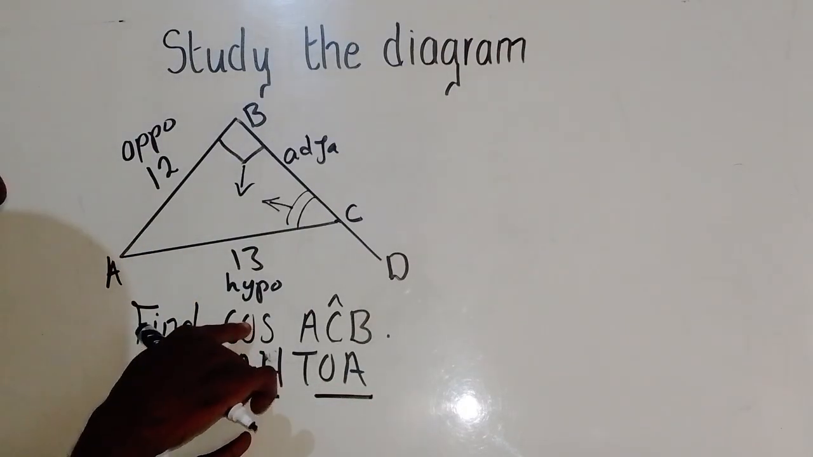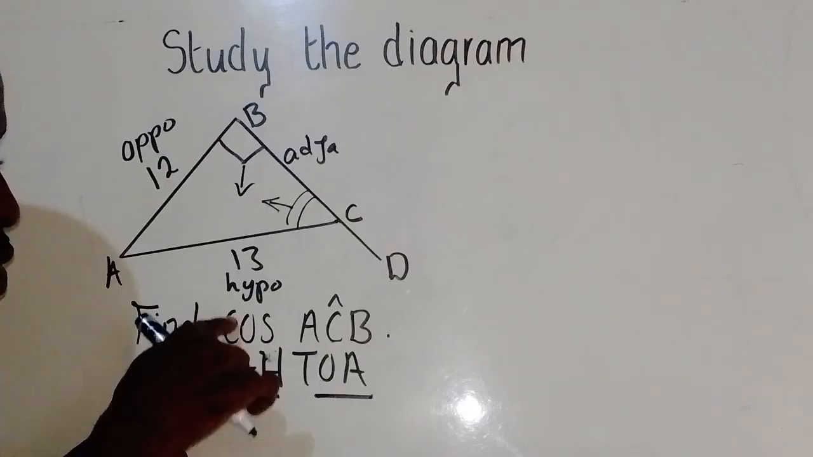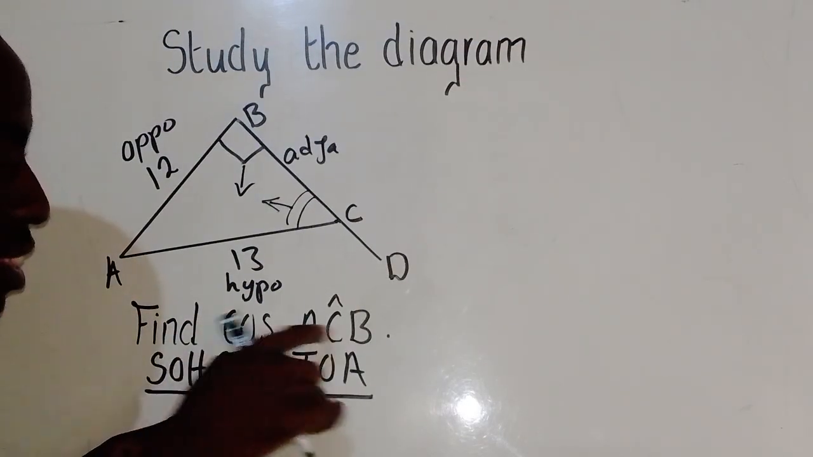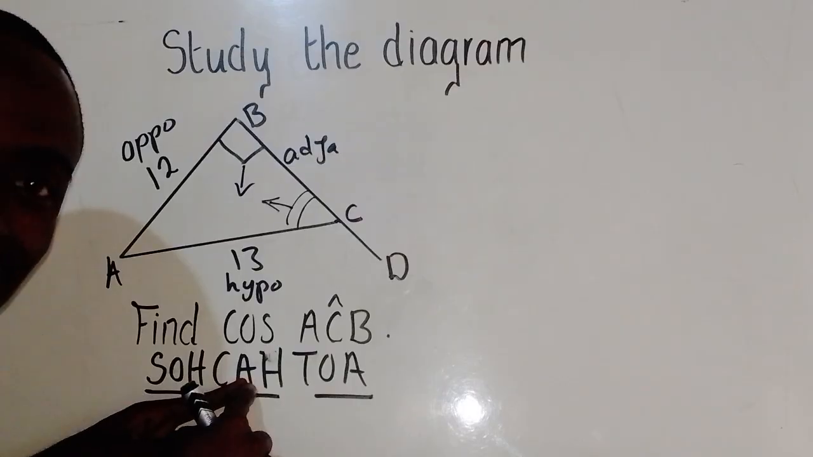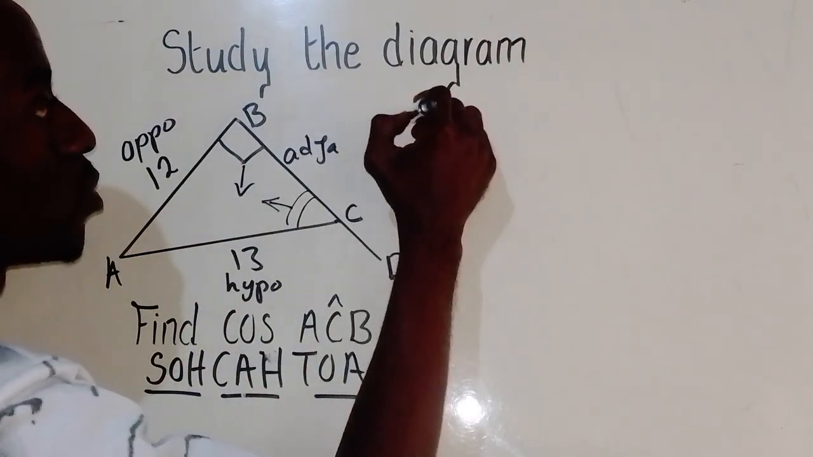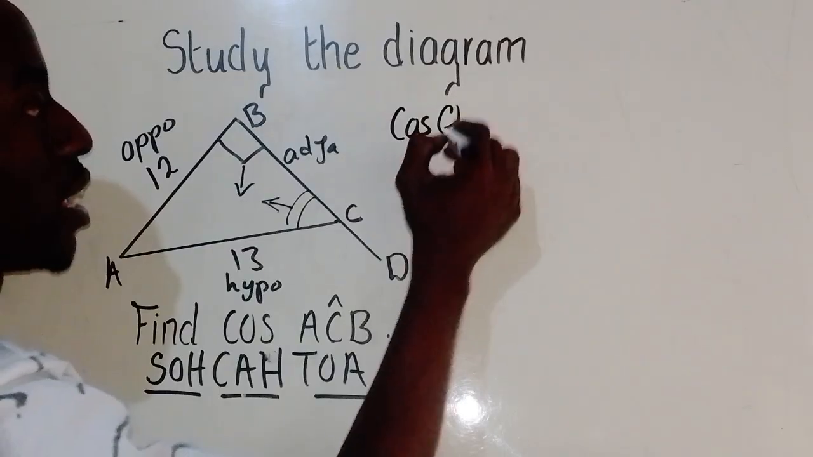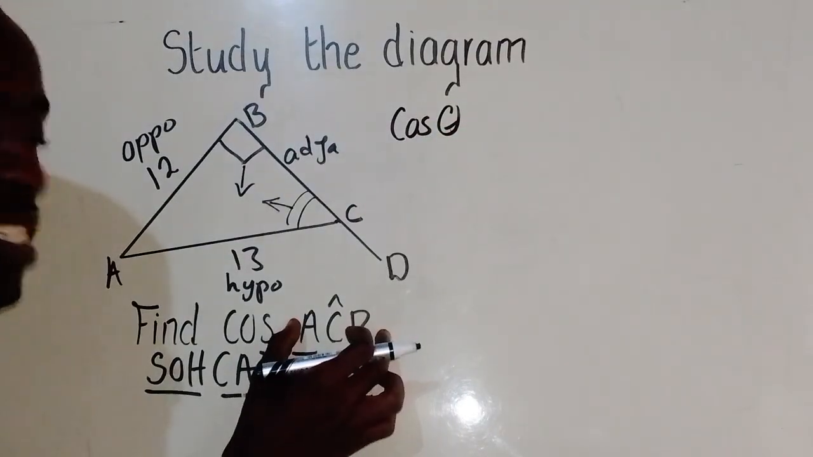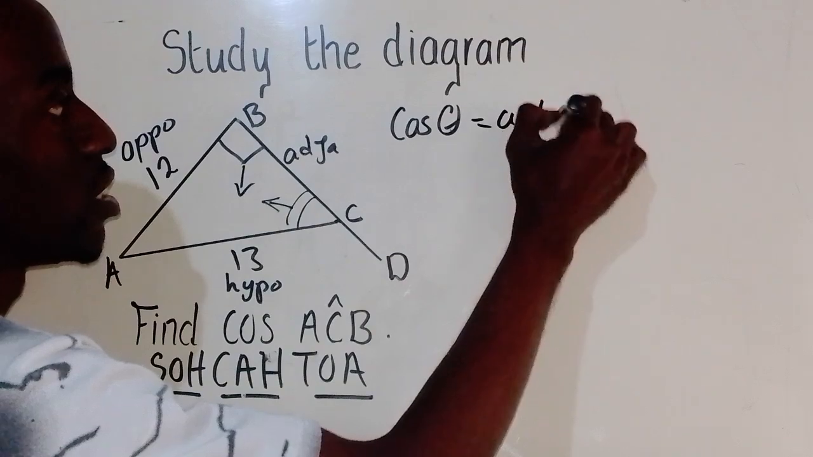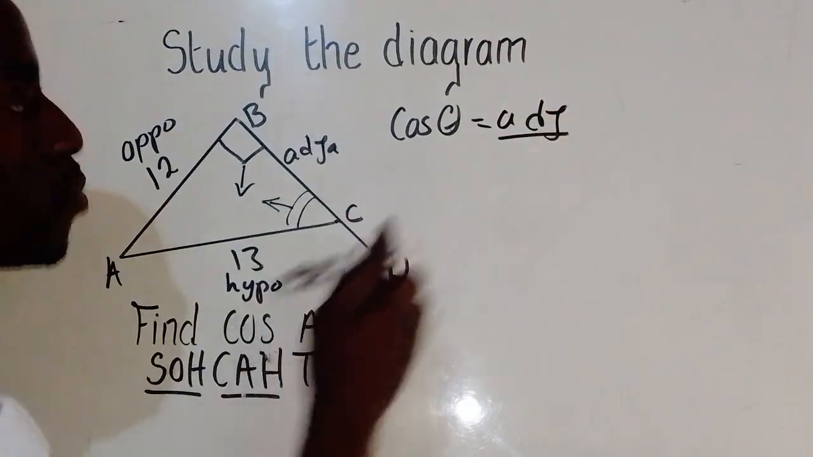But here they have said cos, which is C. So for cos, they are saying cos theta is equal to adjacent over hypotenuse. So meaning we will say cos theta. Now this theta simply means this angle. It is equal to what? Adjacent over what? Over hypotenuse.